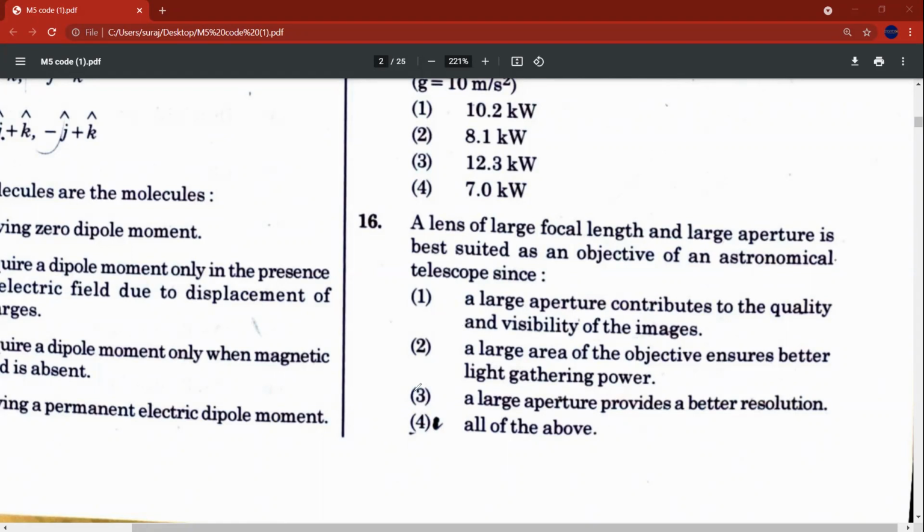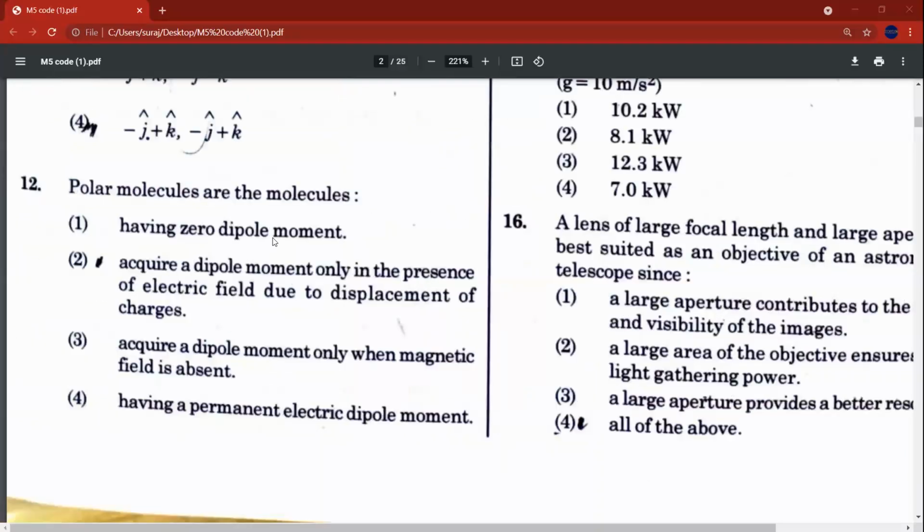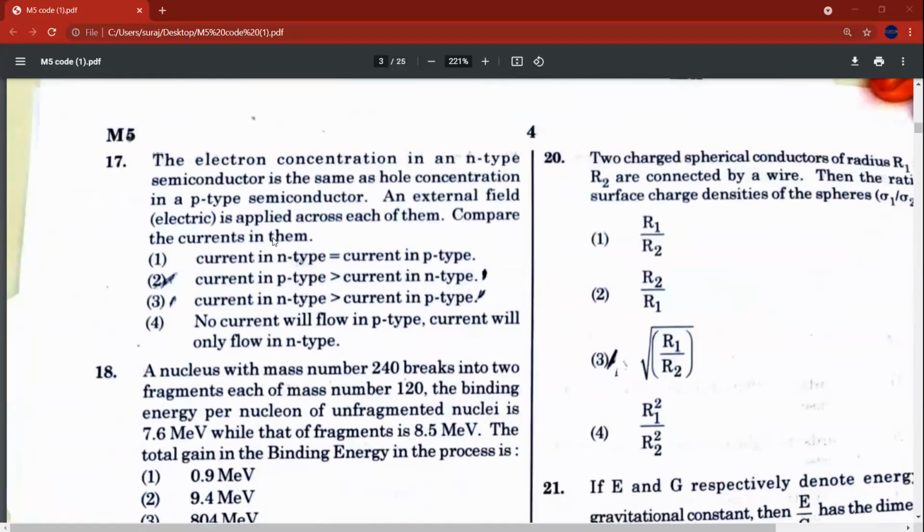Next, coming to question number 17. The electron concentration in an n-type semiconductor is the same as the hole concentration in a p-type semiconductor. An external field is applied across them. Then compare the currents in them. Yes, important question. Tricky question, you can say. Here, most of the students will keep option one. Yes, it was very obvious.